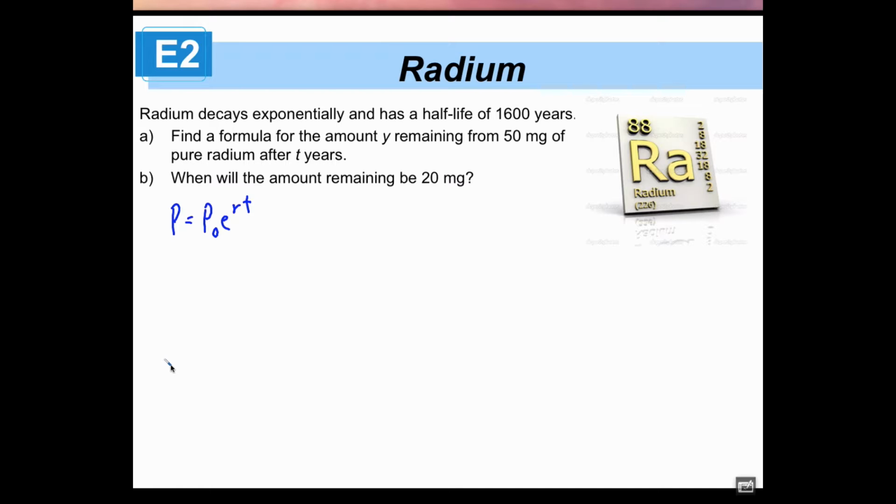All right. Anything else? Okay, so we know that P is equal to 50 e to the RT. I've got too many variables there, so I have to start solving for variables. How am I going to solve for variables? What else do I know?